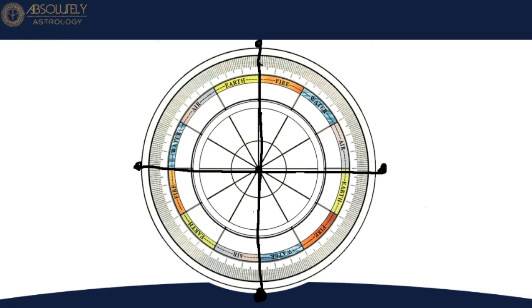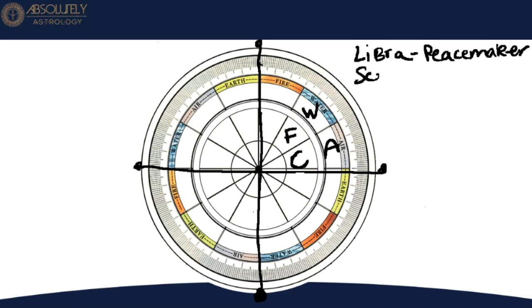All right, cool. Now we're going to take a look at the last 6 signs of the zodiac, right? This top portion. And right here, you have Libra, and it's the air element with the cardinal mode. And Libra is the peacemaker. That's the archetype it's associated with. Then we come into Scorpio, which is the water with that fixed mode again. And this is the alchemist.